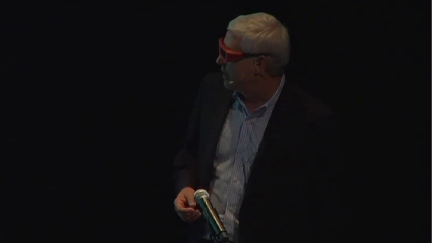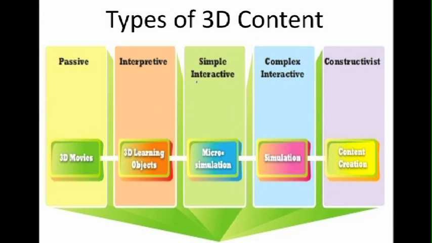But let's start with one of our main learnings, and that is that we've determined there are five major types of 3D content out there for schools today, and we've organized them into a taxonomy. They range from, on the left side, the least engaging and least sophisticated to the most engaging and most sophisticated on the right side.